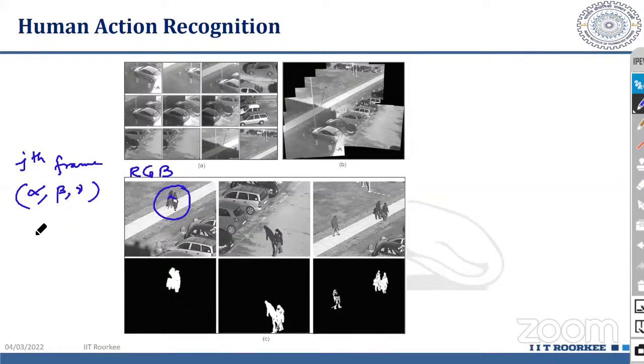What will happen in the j plus first frame? In the j plus first frame you will get some other gray level values, alpha dash, beta dash, gamma dash, because the person might have walked away, or you may get a little difference. So when I take R consecutive frames, you will get different gray level values. Now I do a simple subtraction.